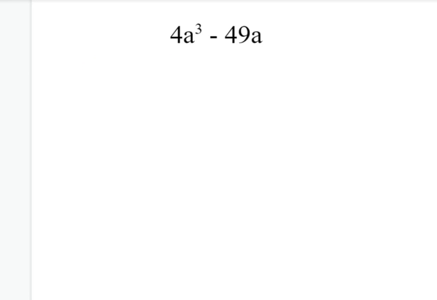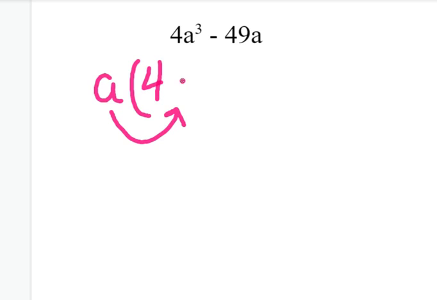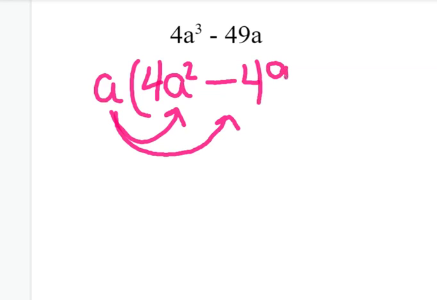So I'm going to take an a out. Now, a times what is 4a to the third? I need a 4. And then to get a to the third, I need to multiply by a squared. Now, how do I get minus 49a? Well, I need the minus, and then I need the 49. I already have the a, so all I need is the 49. So I have that so far.